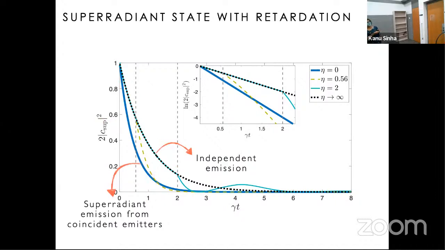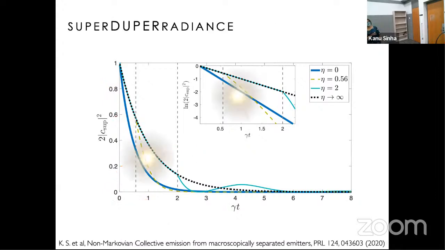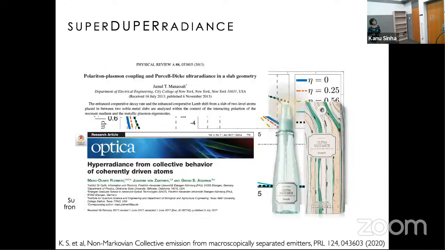Somewhere in between, if you look at the yellow curve, which corresponds to a dimensionless distance of eta equals 0.56, we find that initially the atoms decay independently until they see each other, and then they decay collectively. And when they decay collectively, we can see on the log scale that this rate is faster than 2 gamma. This is what we refer to as super duper radiance. Unfortunately, ultra radiance and hyper-radiance were taken by other people, so that's what we are stuck with.